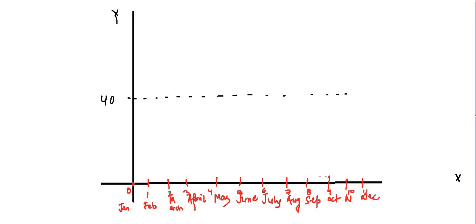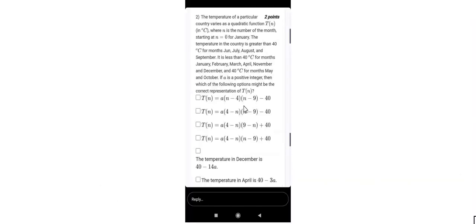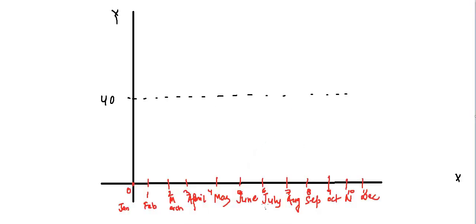So the question was saying that June, July, August and September will have greater than 40. So it will be greater than 40 from where? From June, July, August and September. So the values will be somewhere here, here, here, like this. Why will it be there? Because it is greater than 40. We don't know what the value may be.